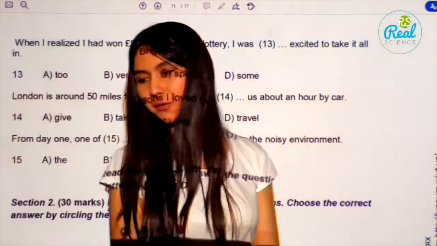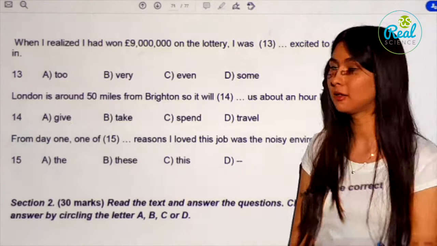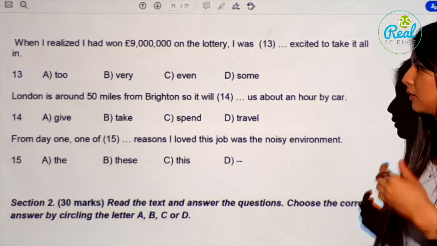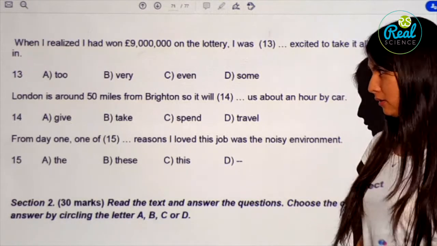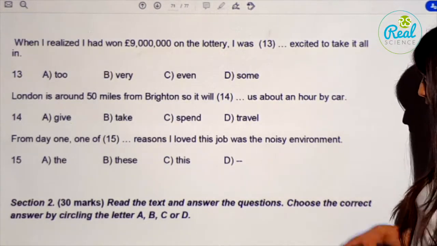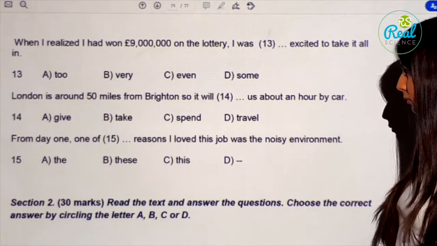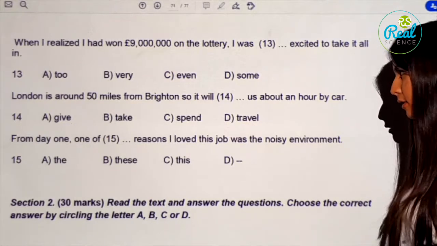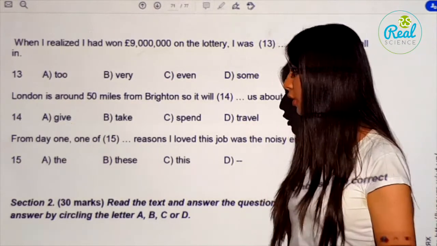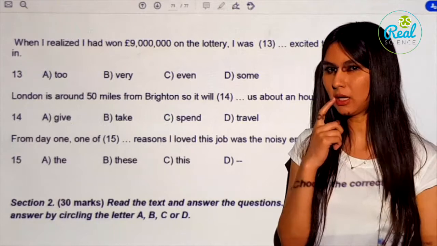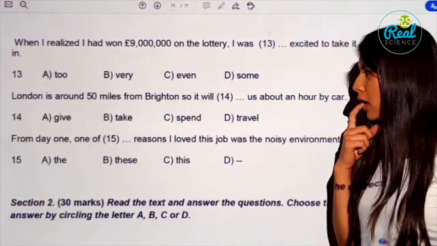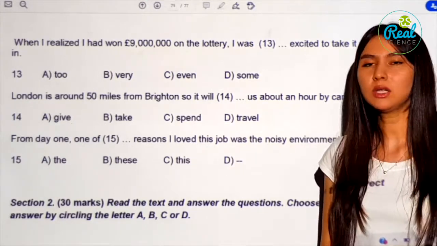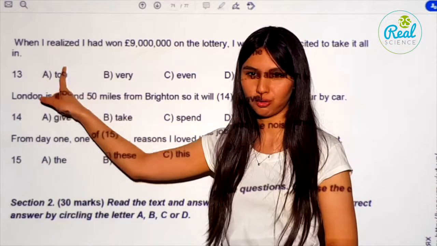So from 13 till 15. When I realized I had won 9 million pounds on the lottery, I was very excited to take it all in. Okay, nice, good. So actually, guys, very is a good option. All of you agree with very? So, guys, here the best option is 2.